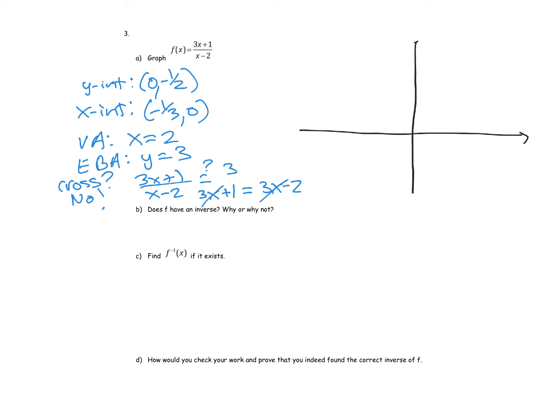So let's just do my x-intercept is -1/3, y-intercept is -1/2. We've got a vertical asymptote at 2. And the EBA is that horizontal line, y equals 3.